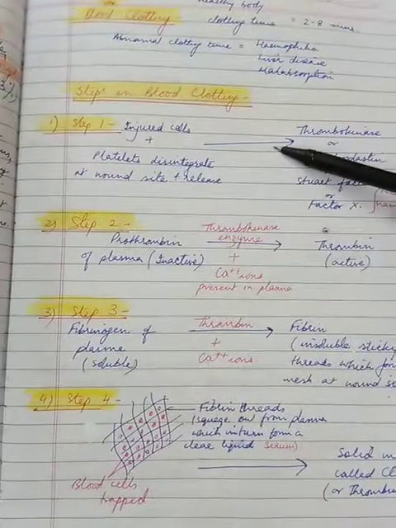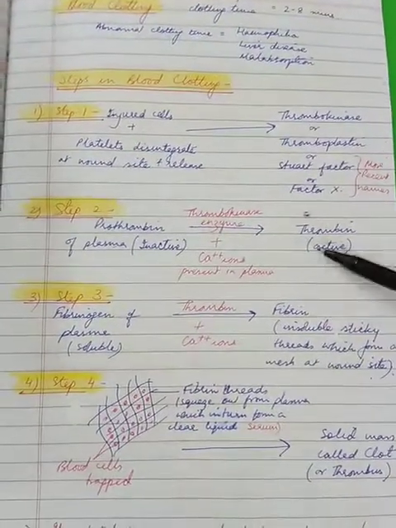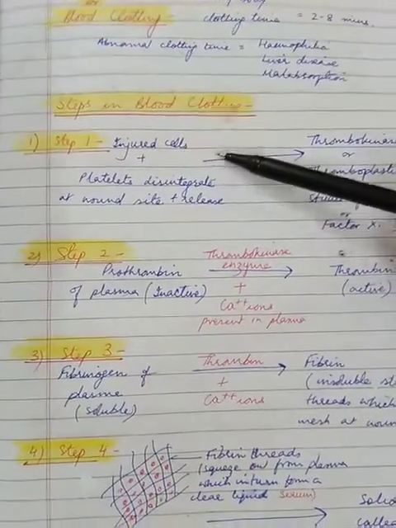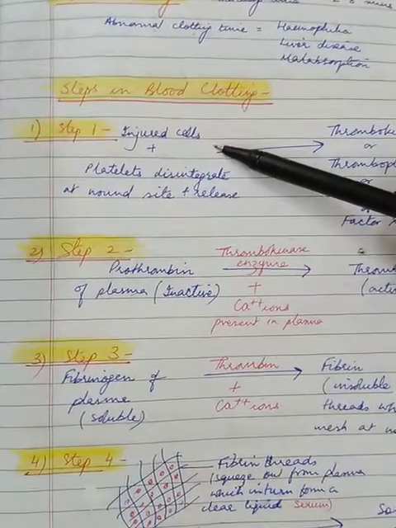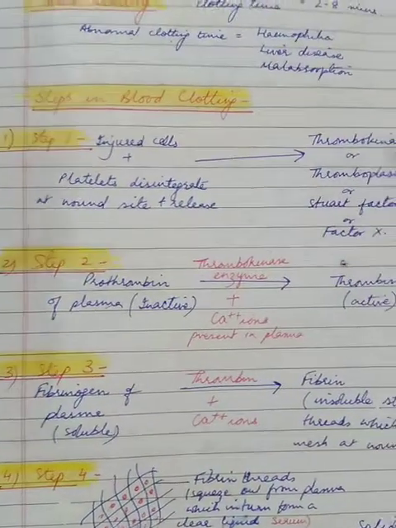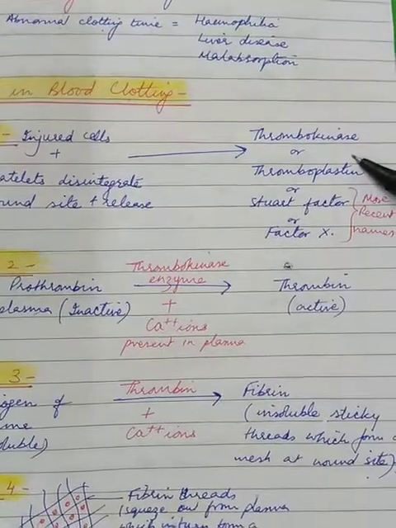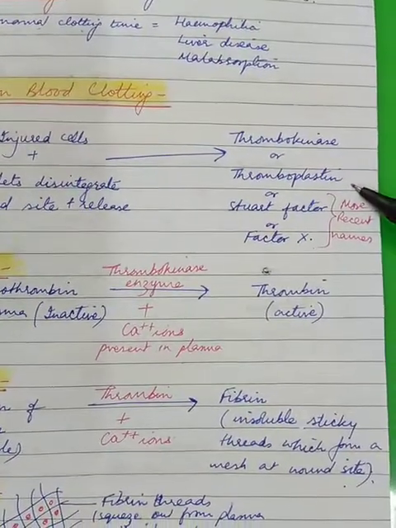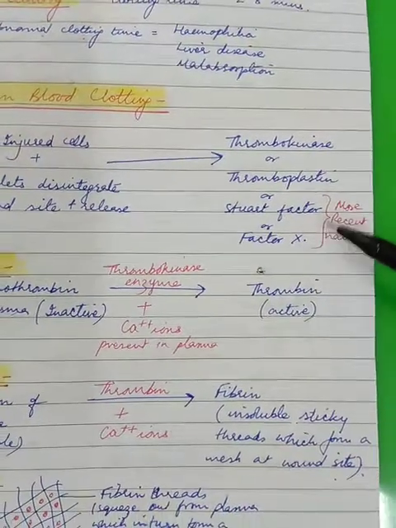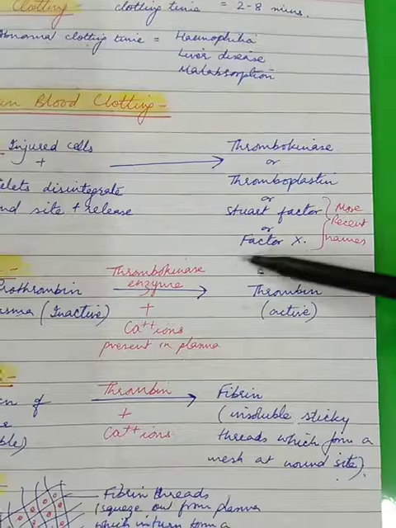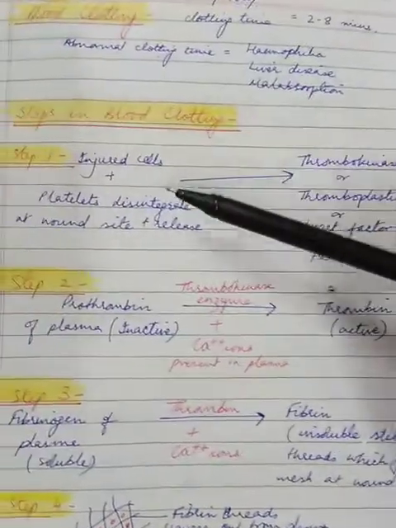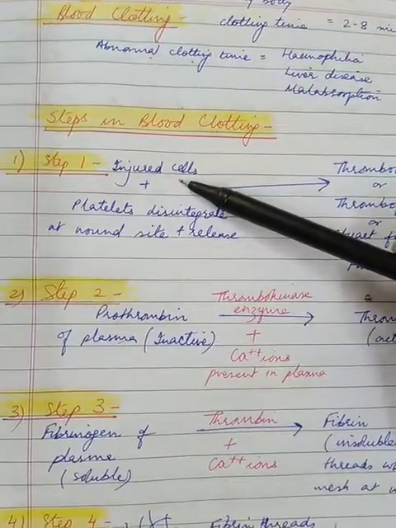Let us start with the steps in blood clotting under 4 very simple steps. The first step is the injured tissue cells and the platelets, they disintegrate at the site of wound and release a substance known as thrombokinase, also called thromboplastin, and more recently we have given the name Stewart factor or factor X. Alright, so normally this is not present in our bodies, right? But this is formed only after the broken down platelets and the injured cells.